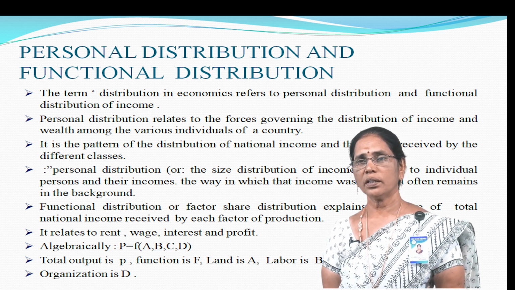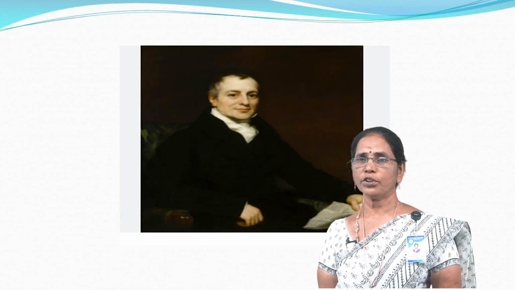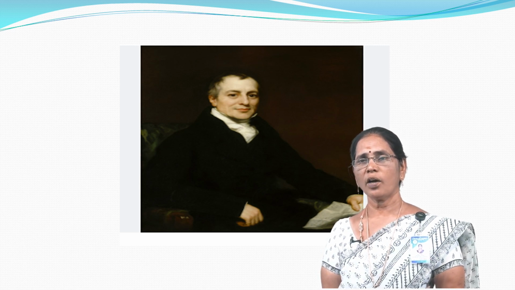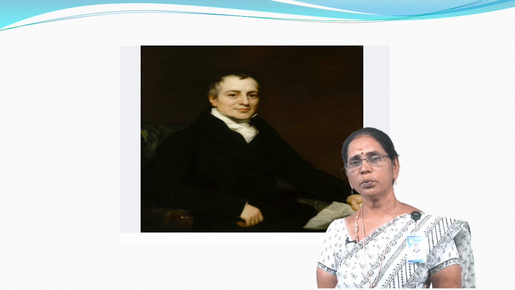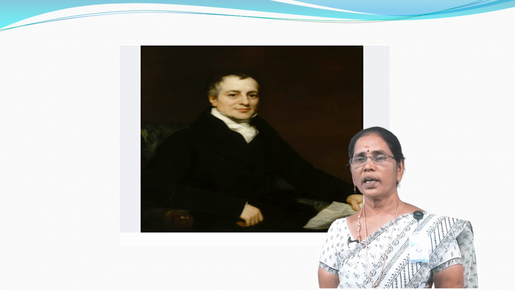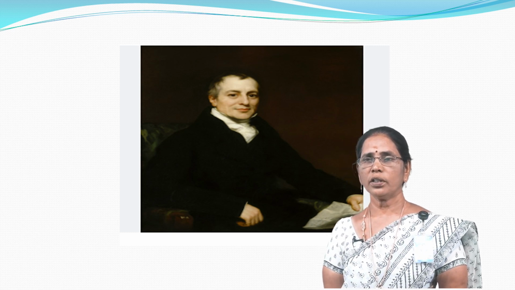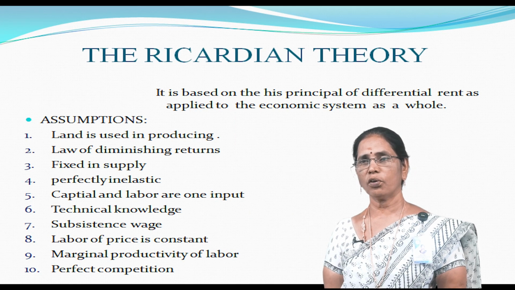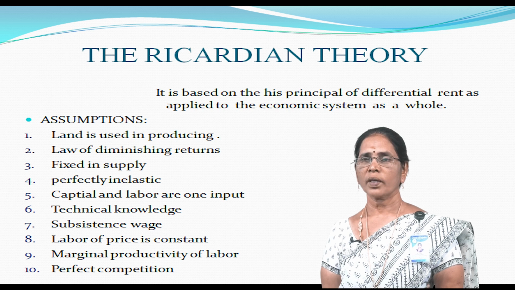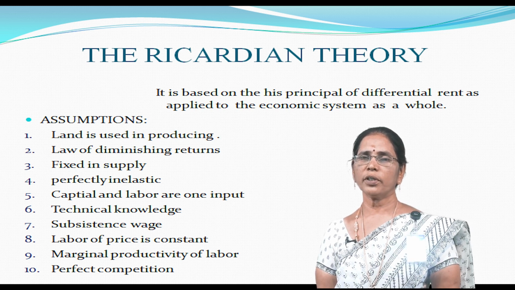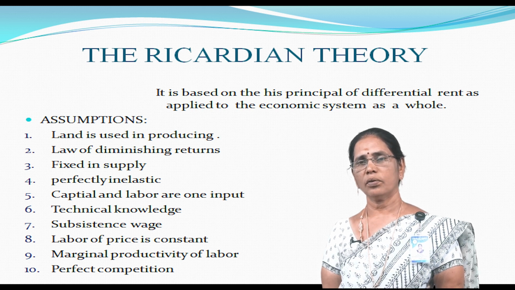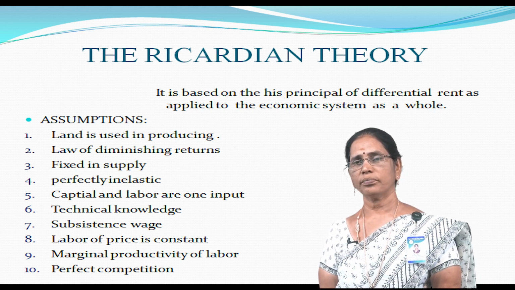First we have to see the Ricardian theory of distribution. The famous economist Ricardo defined how rent is distributed to land. It is based on his principle of differential rent as applied to the economic system as a whole. The Ricardian theory is based on many assumptions. Now, let us see the assumptions one by one.